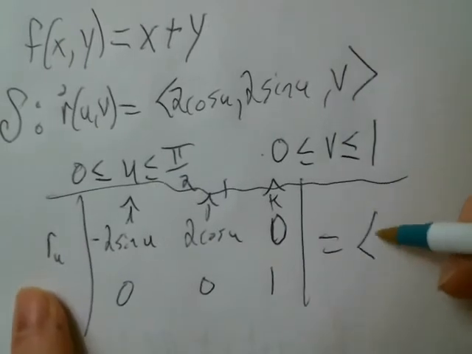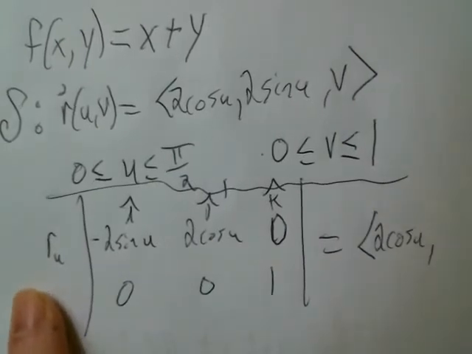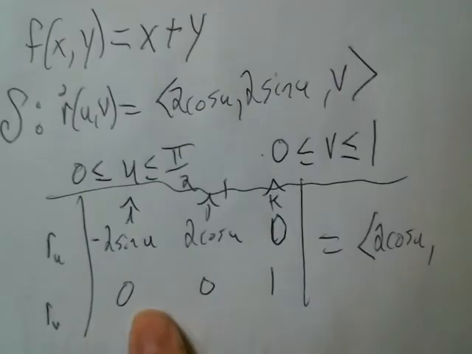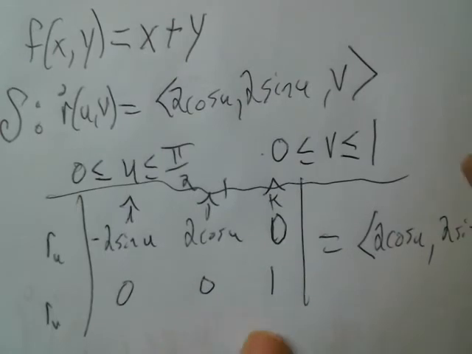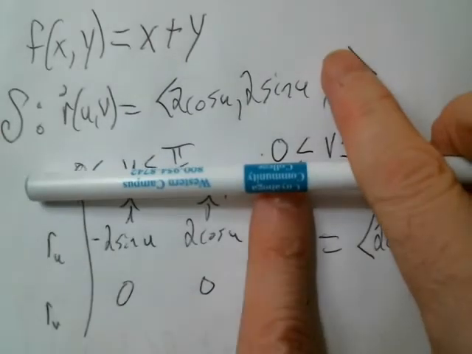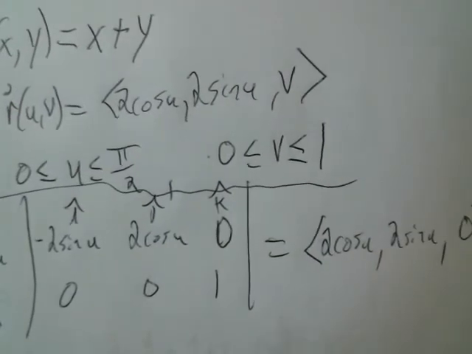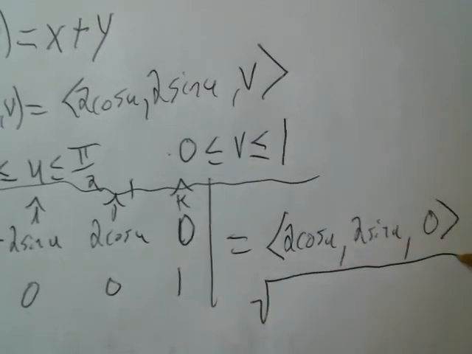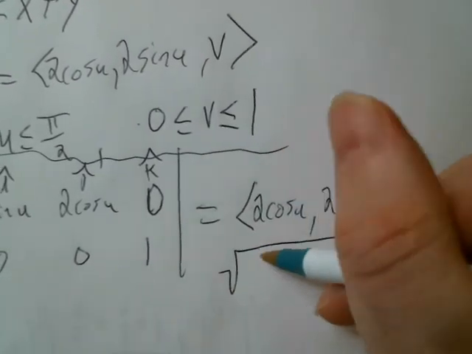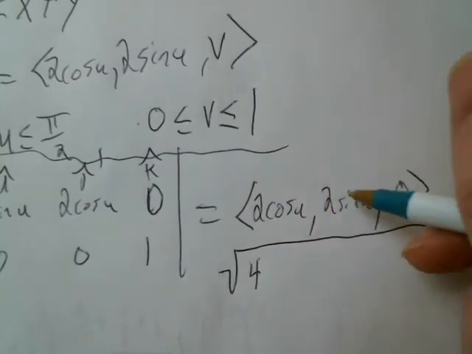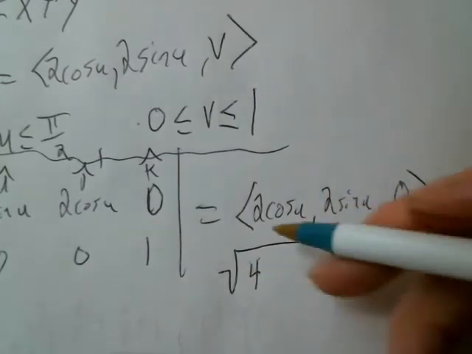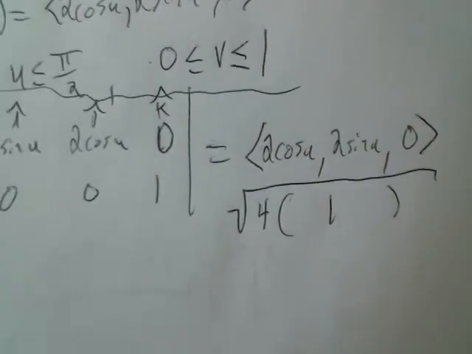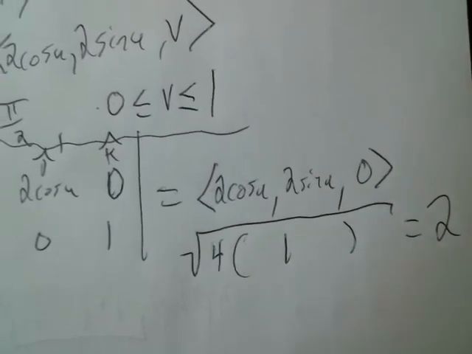First component is 2 cosine u. Second component, negative 2 sine u, so positive 2 sine u. And then lastly, these are 0, 0, so just 0, 0 minus 0. Then I need the magnitude of that, so that's going to be the square root of the components squared. So 4 cosine squared plus 4 sine squared, you factor out the 4, and then you get 4 times cosine squared plus sine squared, which is just 1. And then the square root of 4, of course, is just 2.